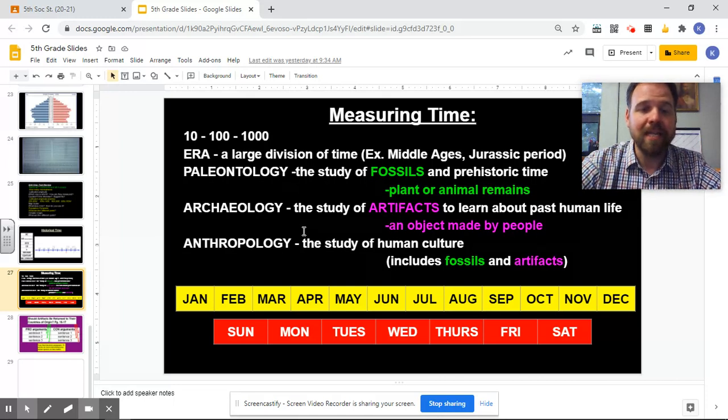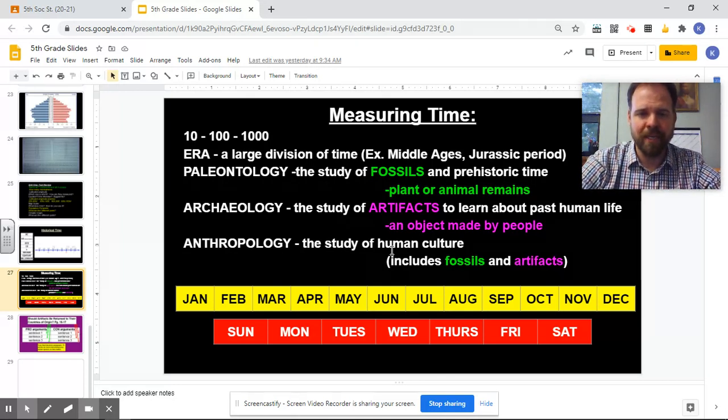All right. The last one's anthropology. Anthropology is kind of a combination of both of them. So that's why I put green and purple over here. But they study human culture. Human culture, again, has to do with humans, it has to do with human-made things. But they can also study fossils, because fossils might tell you about life during that time, but it wasn't necessarily made by a human. So it could be a fossil and not an artifact because of that.